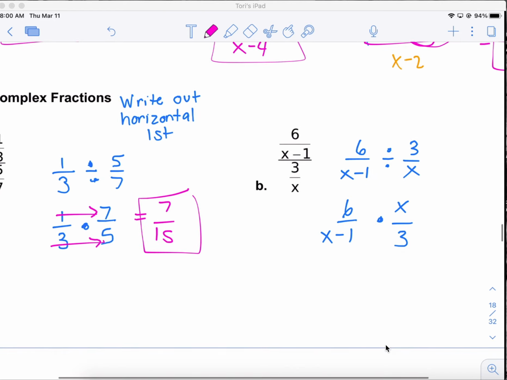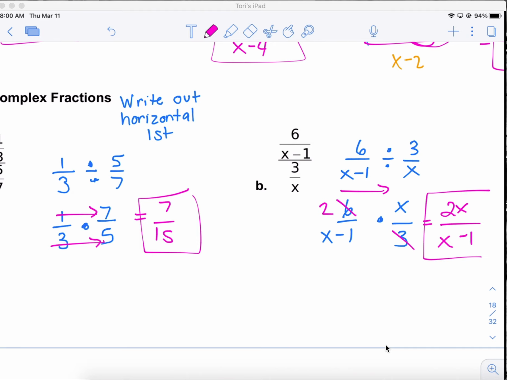Now B is a little bit different. 6 and 3 can cancel. 6 divided by 3 is just a 2. So when I write my answer, multiplying across, I get 2x. Multiplying across on bottom, I have an x minus 1, and that is my answer.